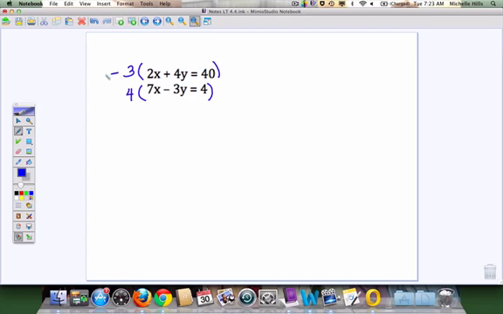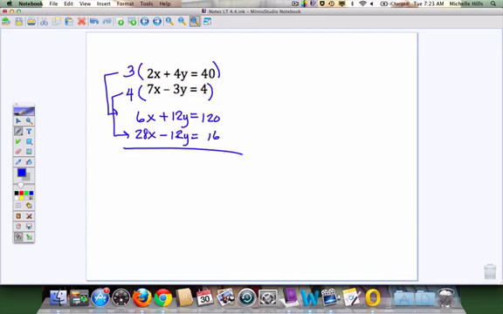Then I'll have opposites. Rewriting this first one, 3 times 2x is 6x. 3 times a positive 4y is a positive 12y. So I write it as plus 12y equals 3 times 40 is 120. Now the second equation, 4 times 7x is 28x. 4 times a negative 3y is a negative 12y, which I'll write as minus 12y. And 4 times 4 is 16.